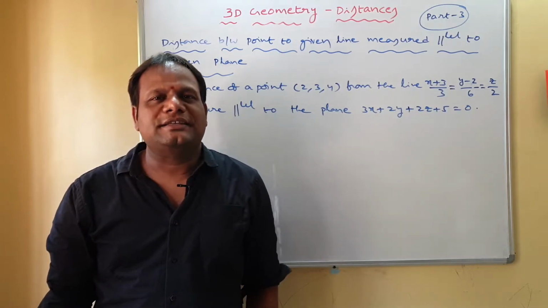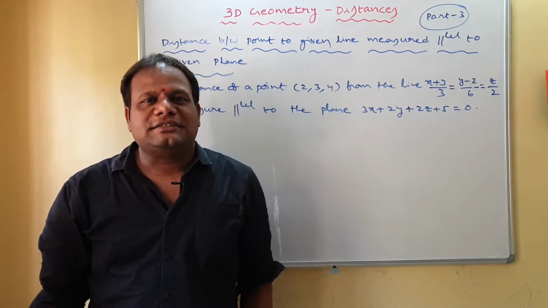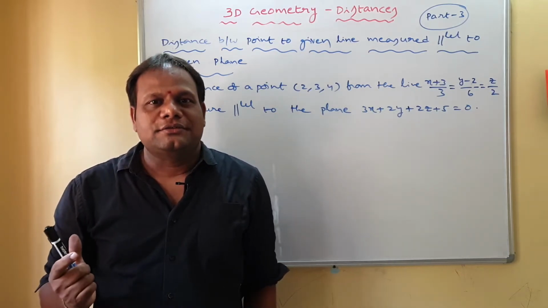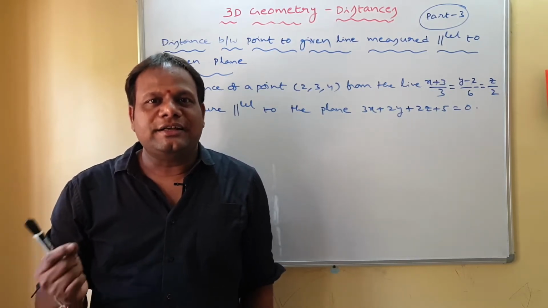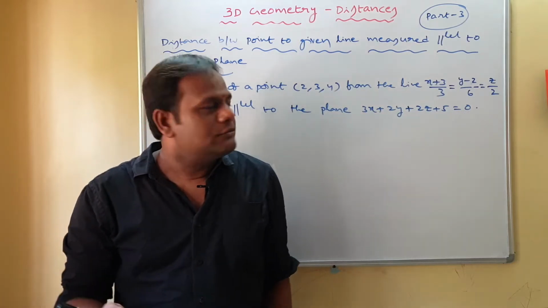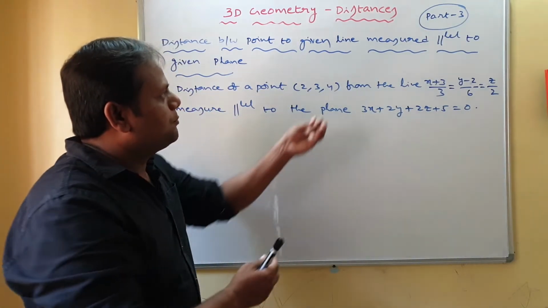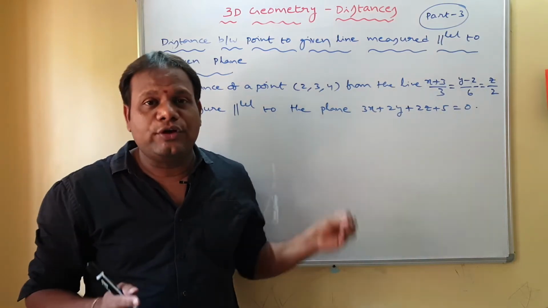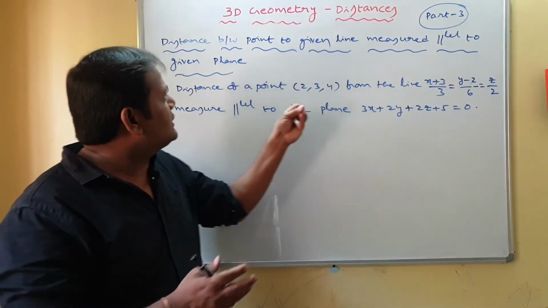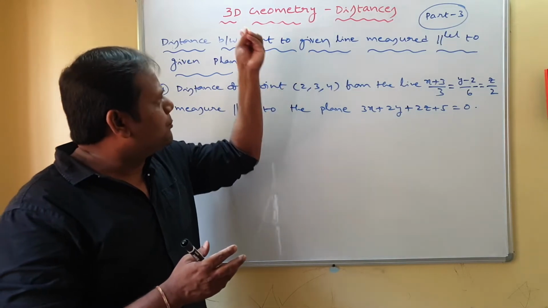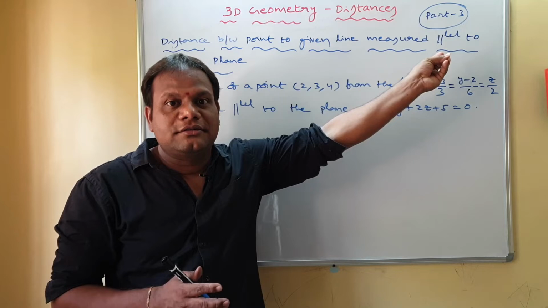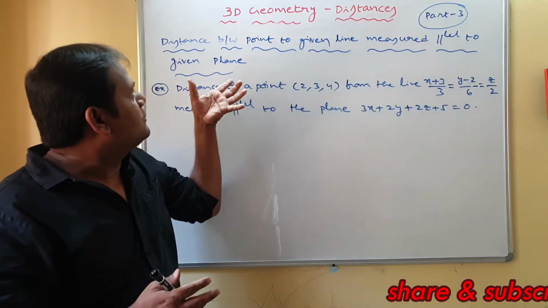We have been discussing distances in 3D geometry. So we divided that into some parts. Now we discuss part 3. In this part, I am going to discuss distance between a point to given line measured parallel to given plane.